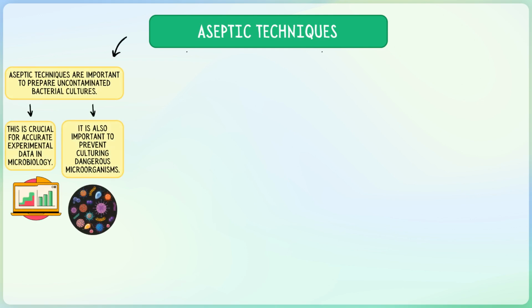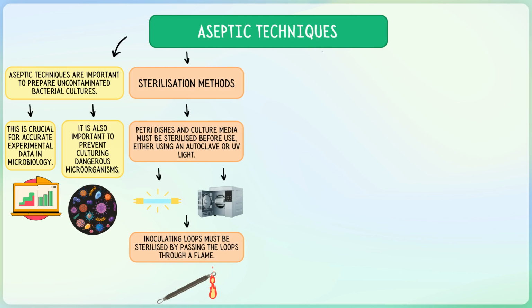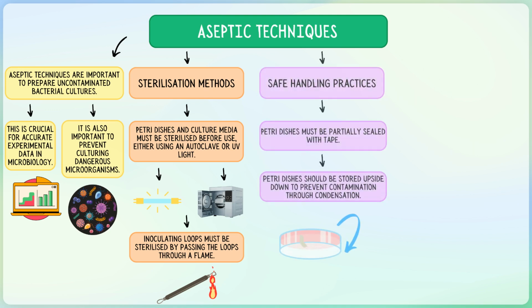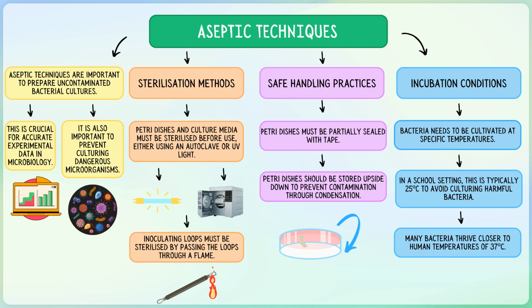Great work. That's the end of our lesson. Today, we focused on the importance of using aseptic techniques to prepare uncontaminated bacterial cultures. We discussed various key aseptic techniques, including sterilisation methods, such as using an autoclave or UV and sterilising inoculating loops. We also discussed safe handling practices, such as the proper storage of Petri dishes. Finally, we discussed incubation conditions for the cultures.